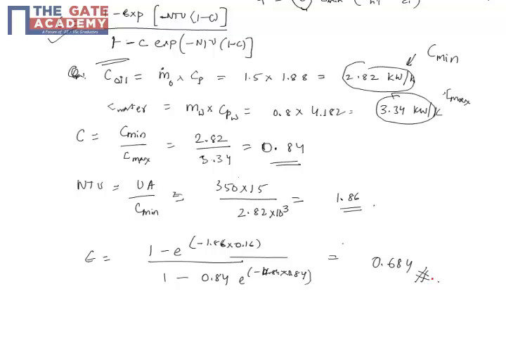Now you just have to substitute in the Q. So 0.684, we have the expression for Q. C min is what we calculated, 2.82 into 10 power 3 because it's in kilowatt, into the temperature difference, which is 120 minus 35. When I calculate this, I get a value of 163.95 into 10 power 3, so it's kilowatt basically. 163.95 kilowatt is the answer.